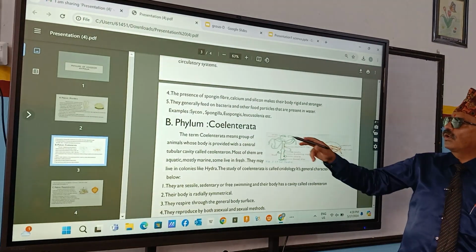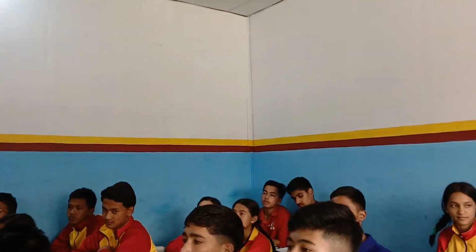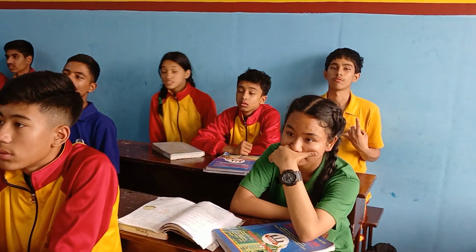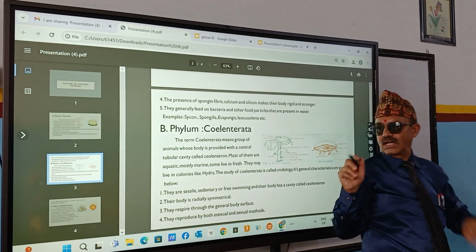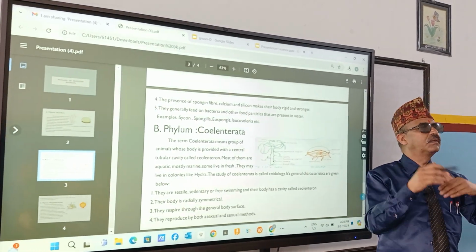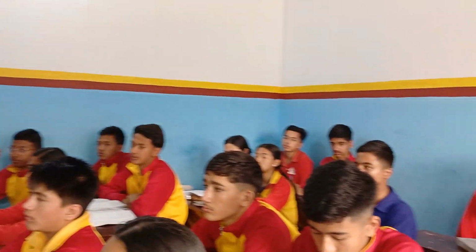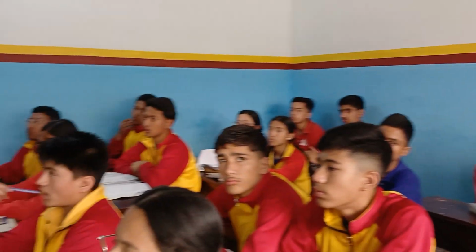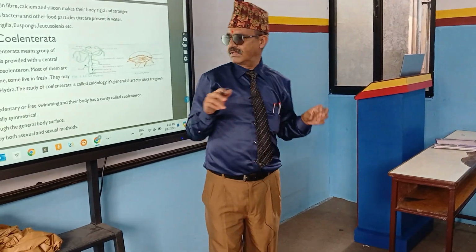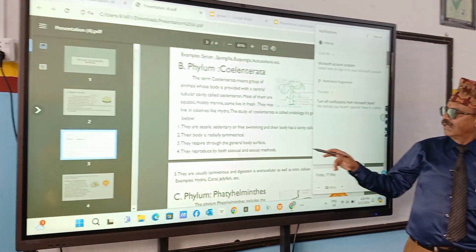Next one is Coelenterata. What are the examples? Hydra, jellyfish, coral, etc. And here, what to remember? Number one, their mouth is surrounded by tentacles, thread-like structures, and those tentacles help them in locomotion and catching prey. They are the first tissue-grade organisms. They contain tissue; Porifera do not contain tissue. Another important thing is their body contains a hollow cavity. What is the name of the hollow cavity? Coelenteron.